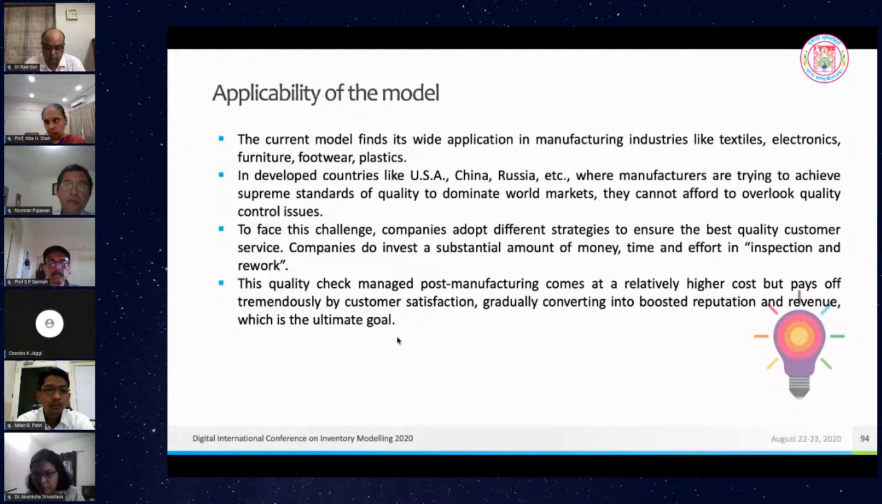Now, the applicability of this model. The current model finds wide application in manufacturing industries like textile, electronics, furniture, footwear, and plastics. In developed countries like the US, China, Russia, where manufacturers are trying to achieve the supreme standards of quality to dominate the world market, they cannot afford to overlook quality control issues. To face the challenge, companies adopt different strategies to ensure the best quality customer service. Companies invest a substantial amount of money, time, and effort in inspection and rework. This quality check managed post-manufacturing comes at a relatively higher cost but pays off tremendously through customer satisfaction, gradually converting into boosted reputation and revenue, which is ultimately the goal. Next, please.